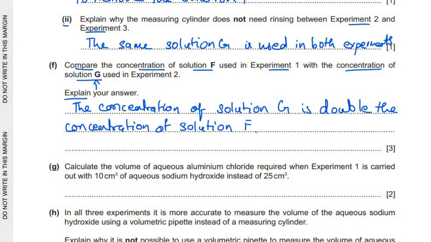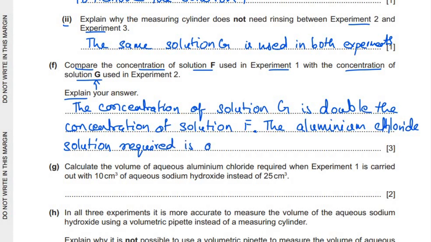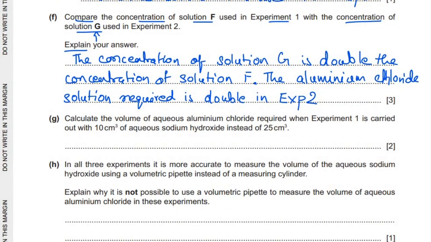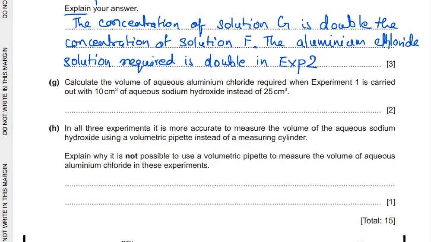Now if it says explain your answer, then we can say that the reading is double. The aluminium chloride solution required is double in experiment 2. You can even write that the reading of experiment 2 is double, that is also fine. So here is the explanation given for 3 marks.